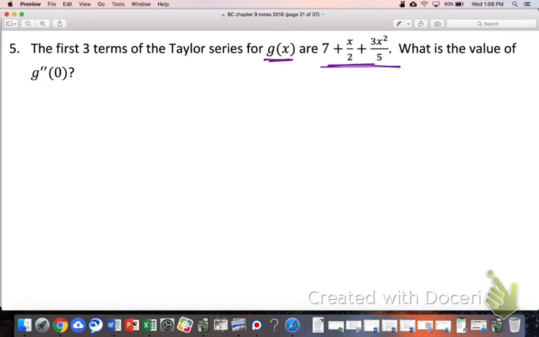Until you look at the last part here, the question says, what is the value of g double prime of 0? And so you think, okay, hold on. I would like to know what g is, so I could therefore find this g double prime of 0. The only thing they've given us is this Taylor series for g of x.